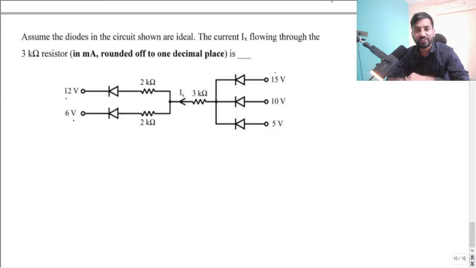This was a question for 2 marks. Assume the diodes in the circuit shown are ideal. The current Ix flowing through the 3K ohm resistor, in milliampere rounded off to 1 decimal place, is? Many students, whenever they look at multiple diodes here, might get lost, not be able to solve this question, or consume a lot of time.